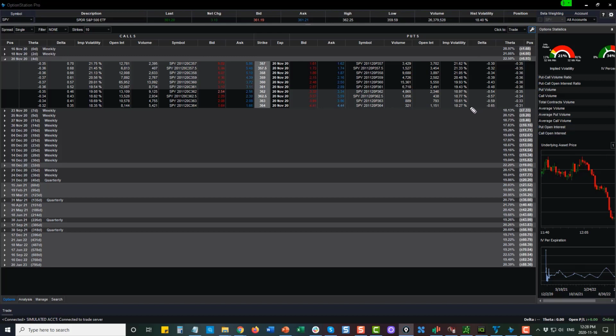Which one do you see here? 0.6. It's around the same delta, and that aligns everything right there. So that would mean the 363 call. Negative 0.6, excuse me. Look at this one here. So if I'm looking at the call option, that would be the put. That would be the put.